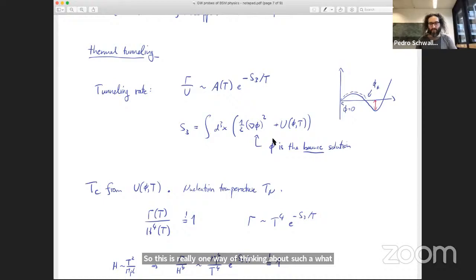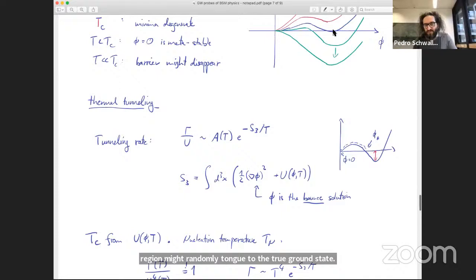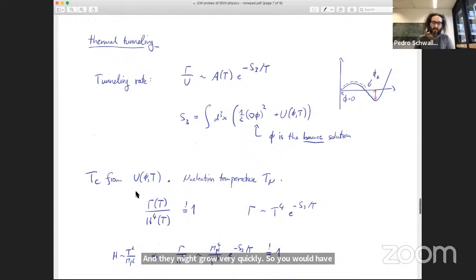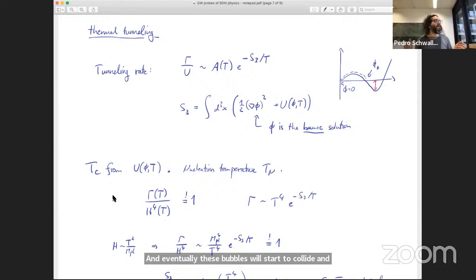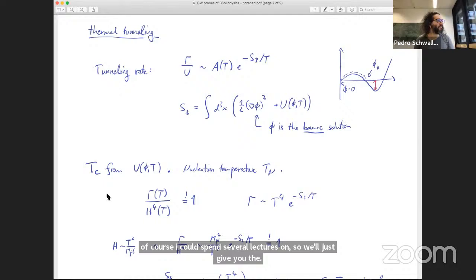The universe will not jump to the correct vacuum everywhere, but depending on small fluctuations, some region might randomly tunnel to the true ground state. And when it does, it gains this energy difference. So it's energetically favorable to be in this ground state, and then these bubbles will grow, and they might grow very quickly, so you would have a lot of energy in these bubble walls, and eventually these bubble walls will start to collide, and that will create a large anisotropic stress, something that can source gravitational waves in the early universe. Of course, I could spend several lectures on this. So I will just give you the very basic summary of what we know about such phase transitions.